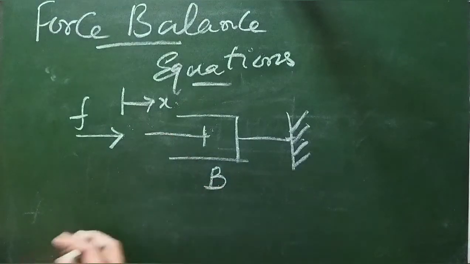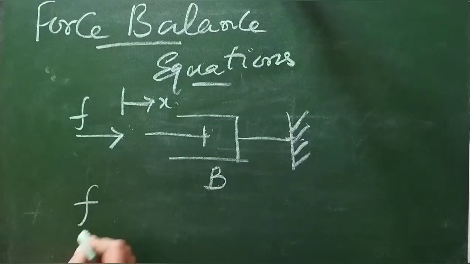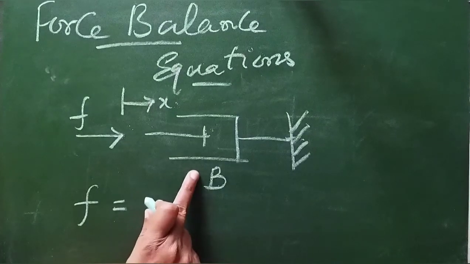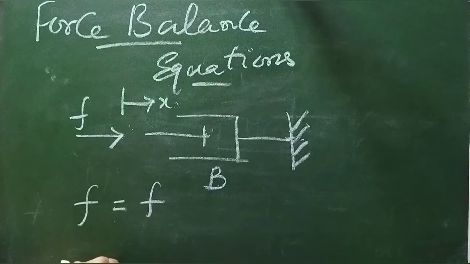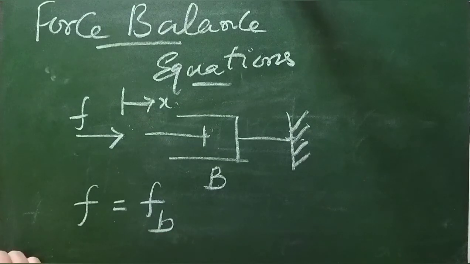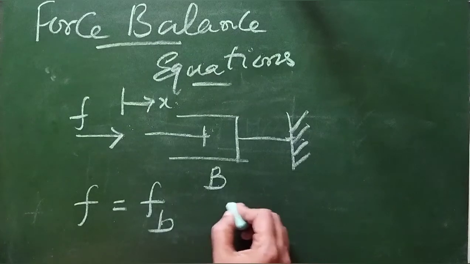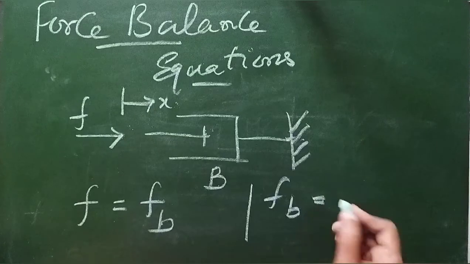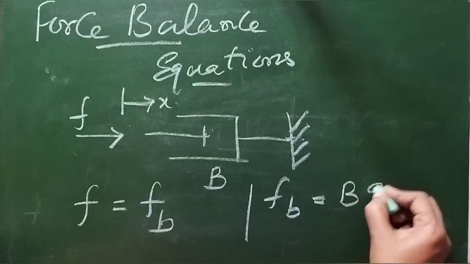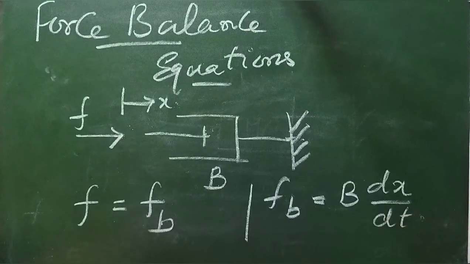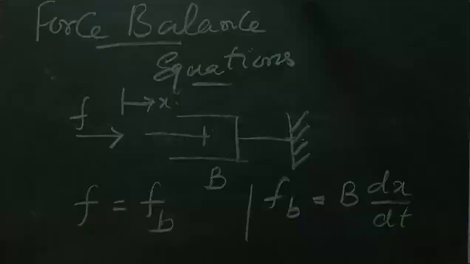Then applied force is equal to opposing force, where you have only the element dashpot here. Obviously F, the applied force, is equal to the opposing force, and Fb is equal to b into dx by dt. This is according to Newton's second law.